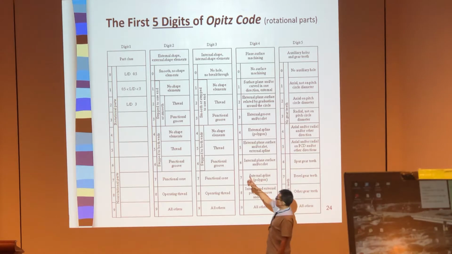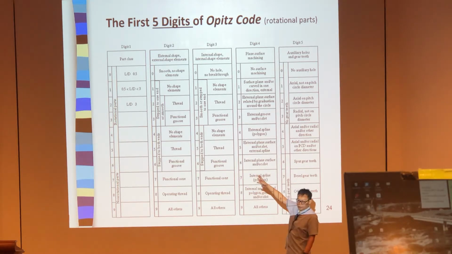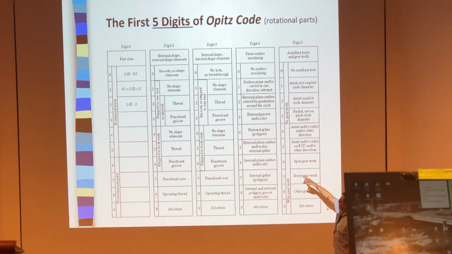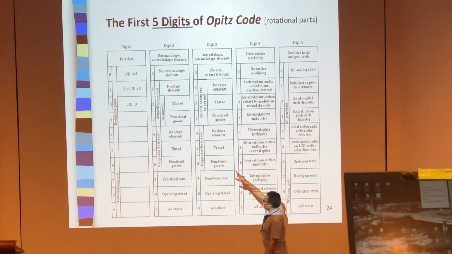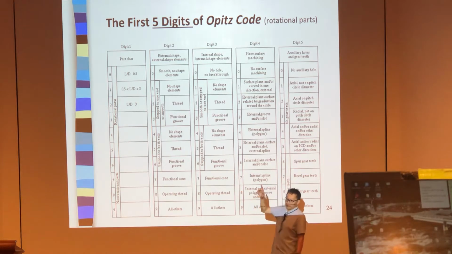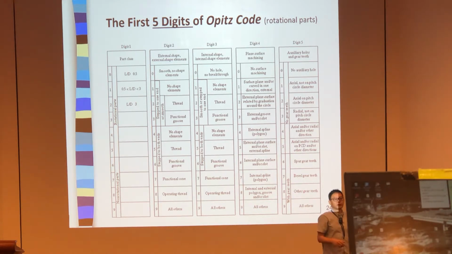And for the first digit, if it's a rotational part, there are three values there: 0, 1, 2. It actually stands for the L/D ratio. L refers to the overall length of the rotational part, and capital D refers to the largest diameter. So you do a calculation.